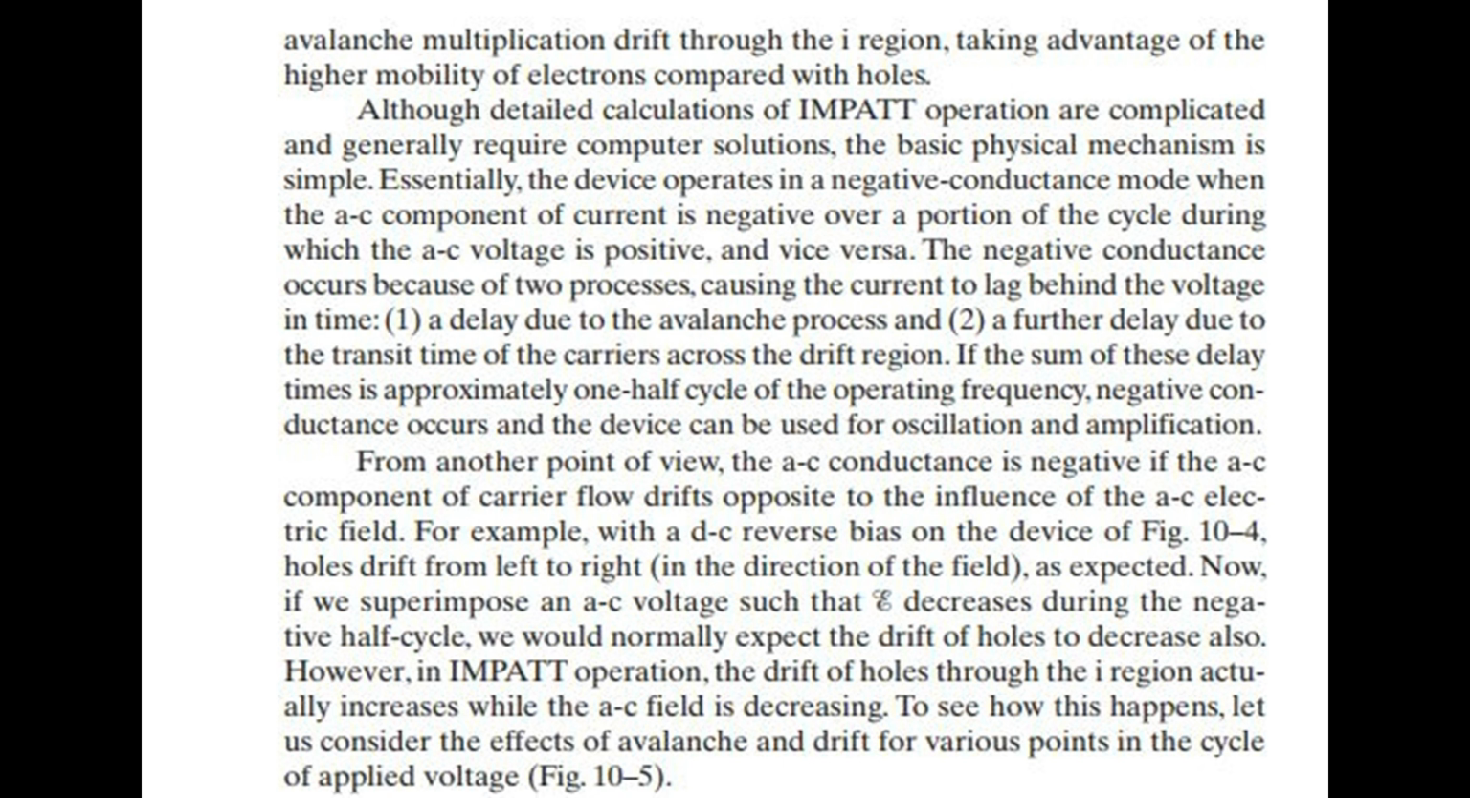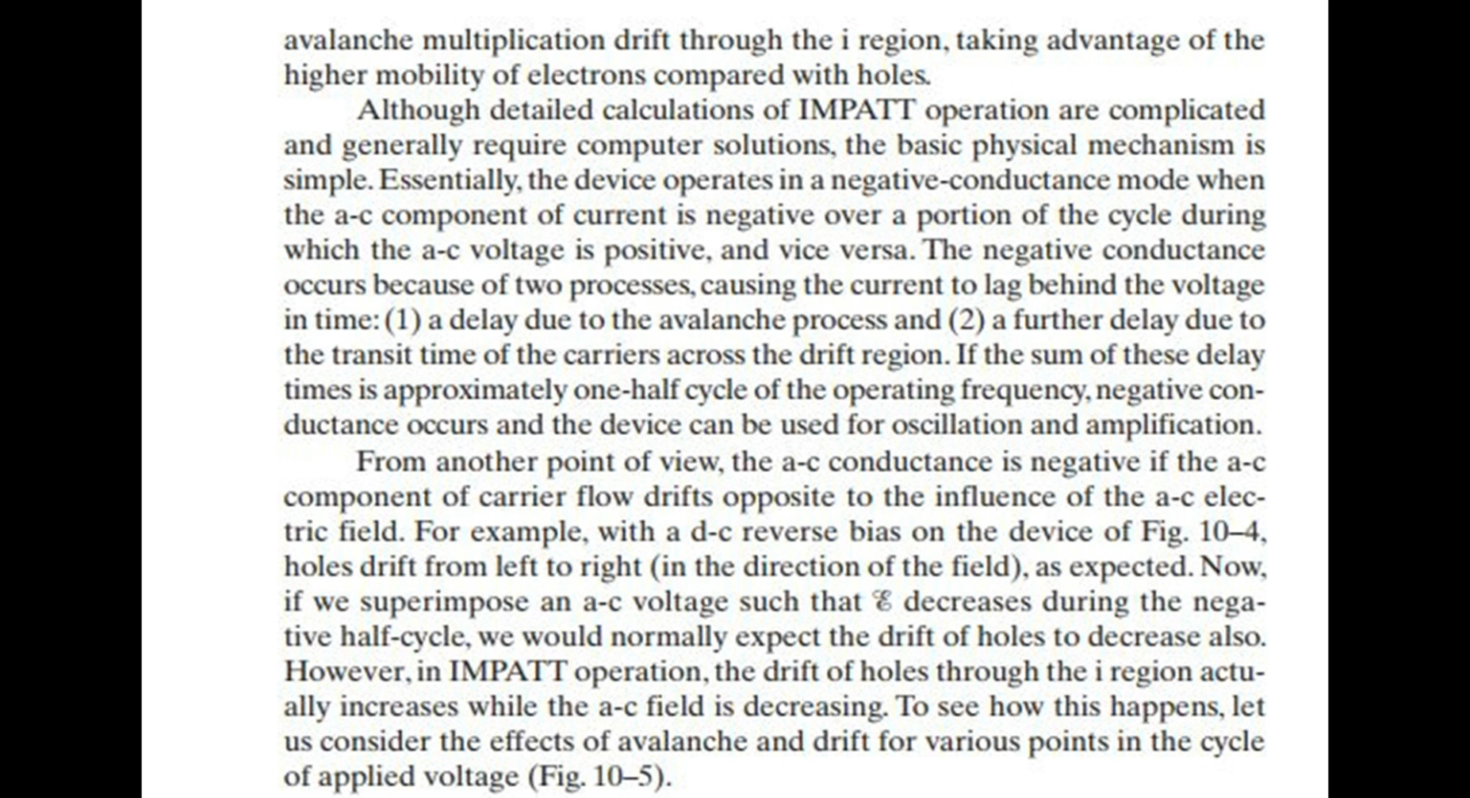From another point of view, the AC conductance is negative if the AC component of carrier flow drifts opposite to the influence of the AC electric field. For example, with a DC reverse bias on the device of Fig 10.4, holes drift from left to right, in the direction of the field, as expected. Now, if we superimpose an AC voltage that decreases during the negative half cycle, we would normally expect the drift of holes to decrease also. However, in IMPATT operation, the drift of holes through the I region actually increases while the AC field is decreasing.